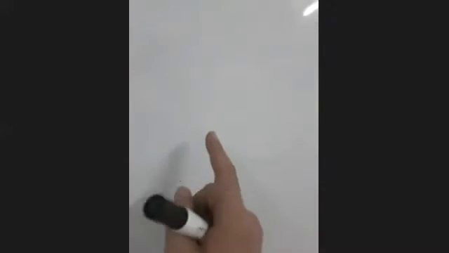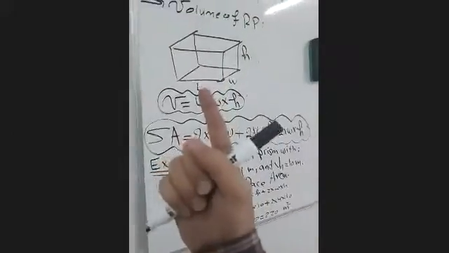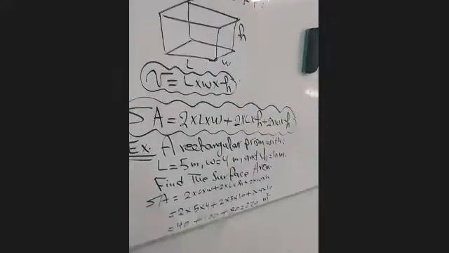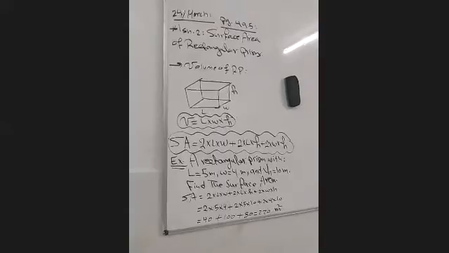Now, we found the surface area of one rectangle. We said length by width, base by height, half base height, trapezoid, right? Here, no. Here we don't have one face. We have 6 faces. Any questions?